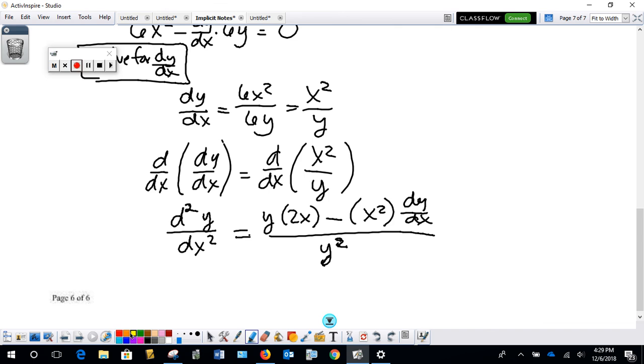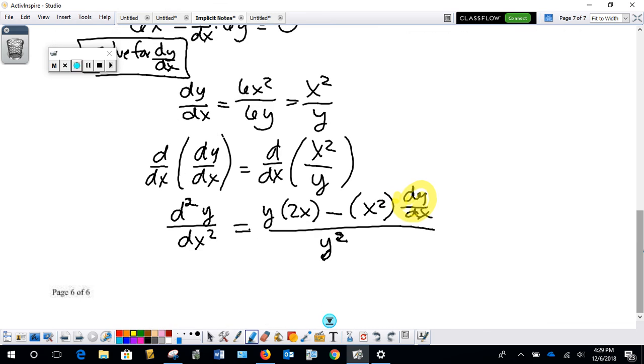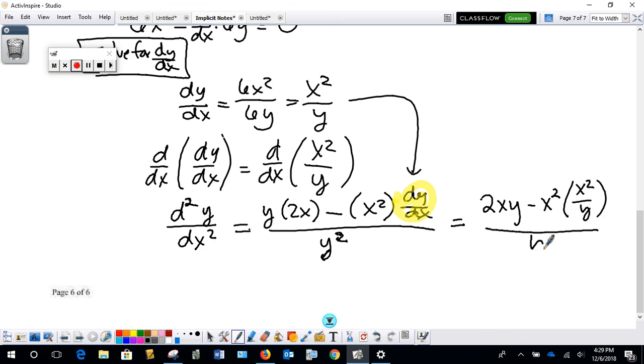Now, at this point, you might think that you can walk away. But here's where you have to be careful right there. Notice that I have a dy dx right there. Notice up here it said find the second derivative as a function of x and y. It did not say find it as a function of x, y, and dy dx. So you have one more step before you're done, which is I have to get rid of the dy dx, and luckily I'm just going to substitute. So 2xy minus x squared times x squared over y all over y squared. And now I have answered the question they have asked me.